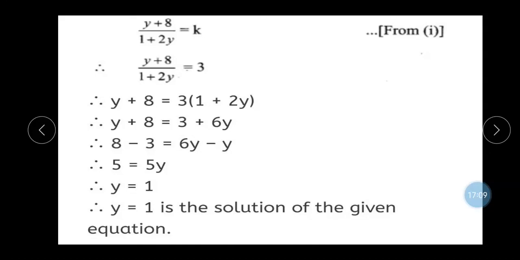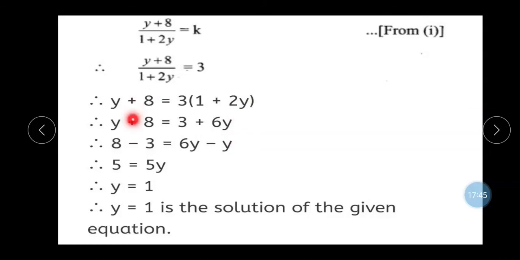Now as k is equal to (y plus 8) upon (1 plus 2y), which we got from equation 1, and as right now we got k as 3, we can substitute the value of k with 3. So (y plus 8) upon (1 plus 2y) is equal to 3. Cross multiplication, as there is no denominator, you can assume obviously as 1. So y plus 8 is equal to 3 into (1 plus 2y). y plus 8 is equal to 3 ones are 3, plus sign as it is, 3 twos are 6y.